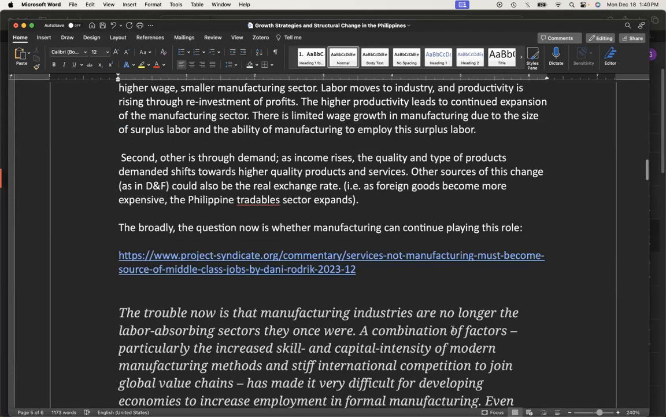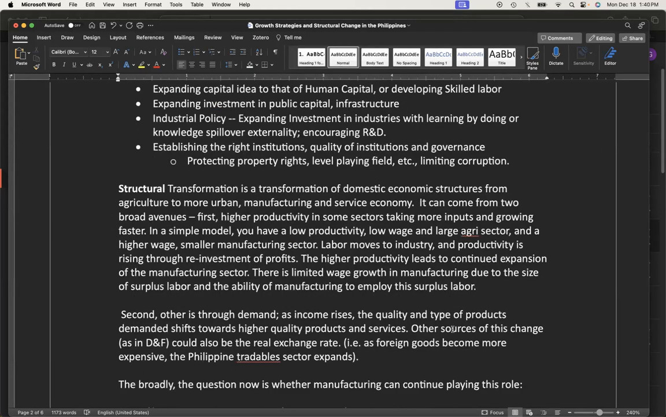Okay, so we talked about import substitution as a form of structural transformation, right? So what is structural transformation? This is the transformation of the domestic economic structure from agriculture to a more urban manufacturing and ultimately a service economy, right? It could come from two broad avenues. First, higher productivity in some sectors, manufacturing sectors, takes more inputs and will grow faster. These high productivity sectors will grow faster and will employ more inputs.